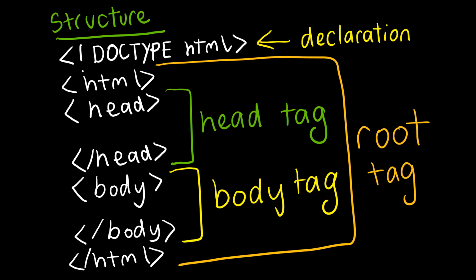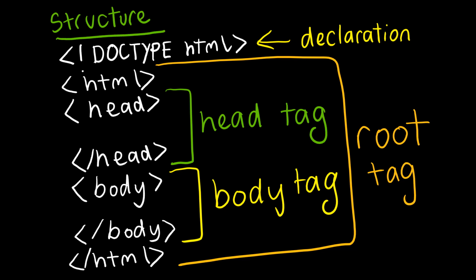Next, let's look at the structure of a HTML document. There are 4 key structural elements to a HTML document. The first tag you'll see is the declaration tag. This will tell the web browser that the content you're about to read should be interpreted as a HTML document. Next we have the root tag. This is an opening and closing HTML tag, which everything in the HTML document should go inside.